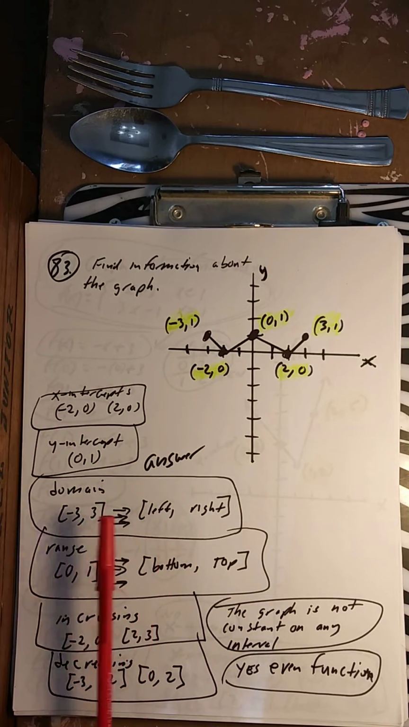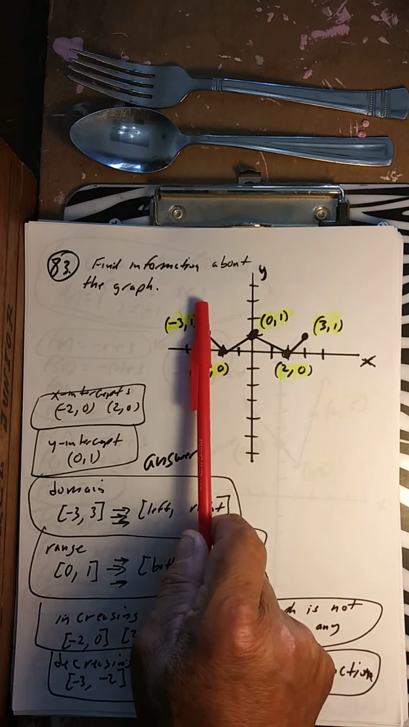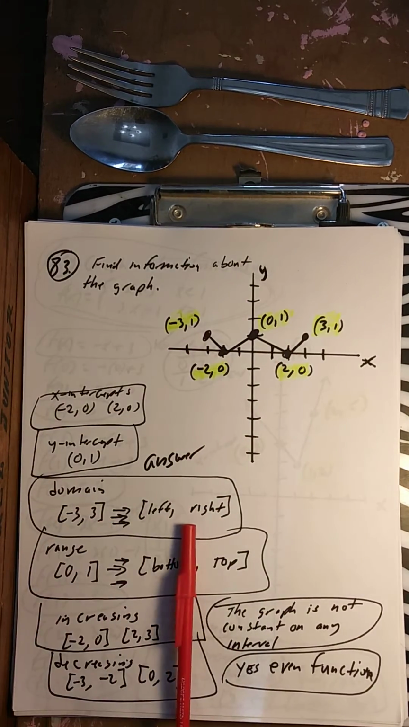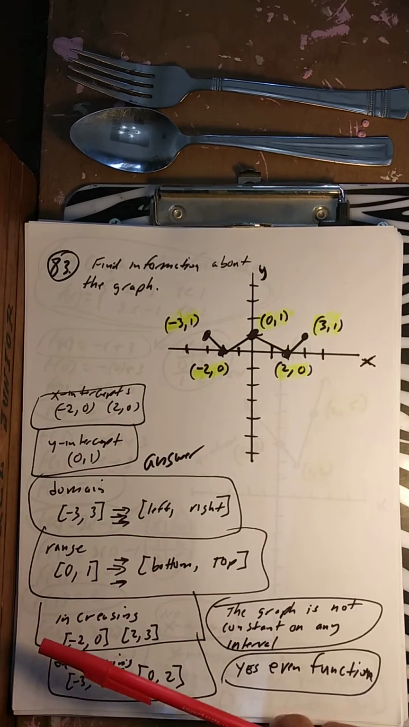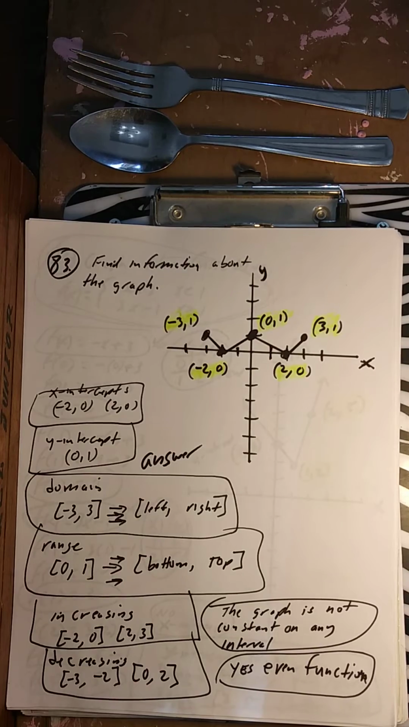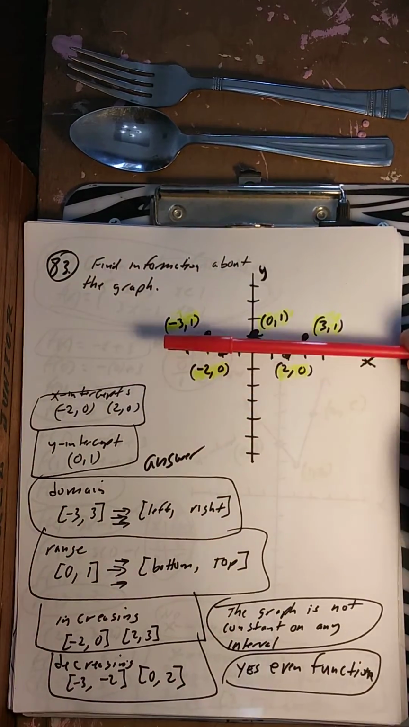Domain, left and right. It goes from -3 to 3. See right here, it stops right there. From there to there, from -3 to 3, left to right. Range, it goes from the bottom, 0 to 1. That's it, 0 to 1. Okay? Domain, -3 to 3. Range from 0 to 1.